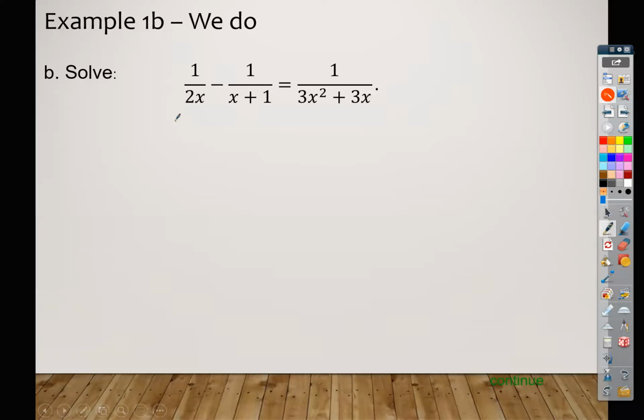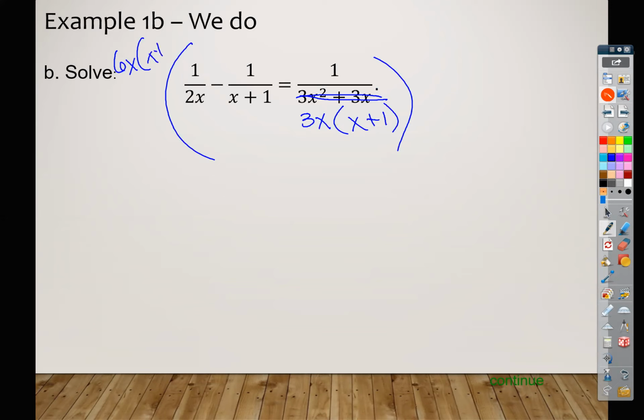All right, 1b, we have 1 over 2x minus 1 over x plus 1 equals 1 over 3x squared plus 3x. I need to factor this denominator. So I'm going to pull out the GCF, which is 3x, and I'd be left with x plus 1. Now you can see what the least common denominator of everything is. So we are going to multiply this whole thing. Remember, this is replaced. So 2x and 3x, the least common denominator would be a 6x. And then you've also got the x plus 1. So 6x times x plus 1 would be our least common denominator.